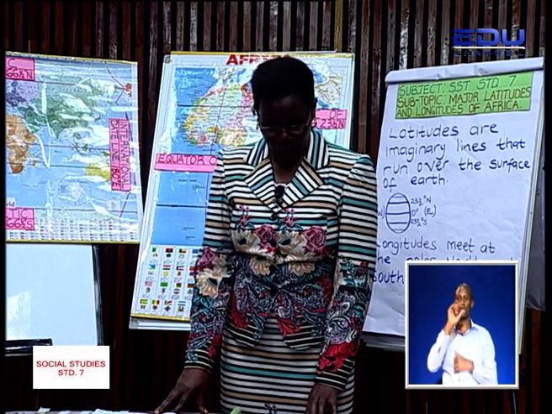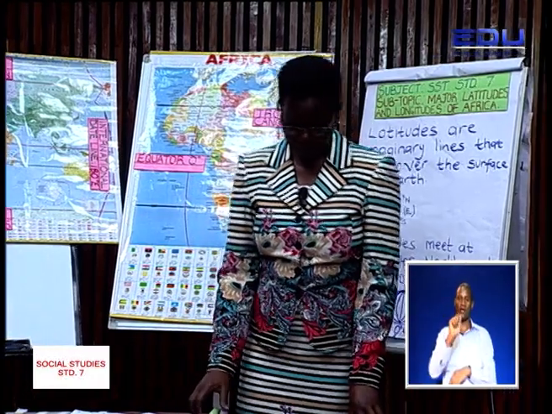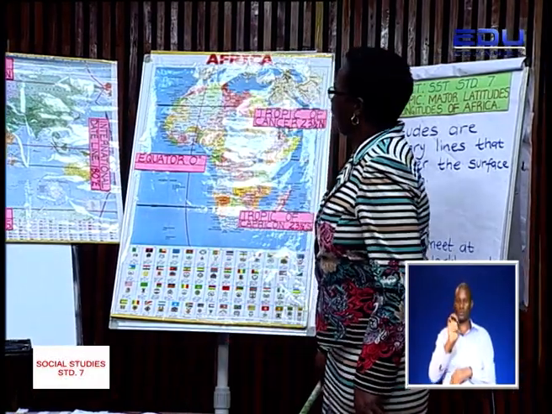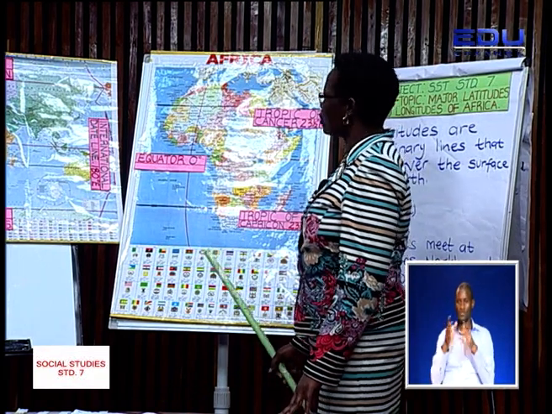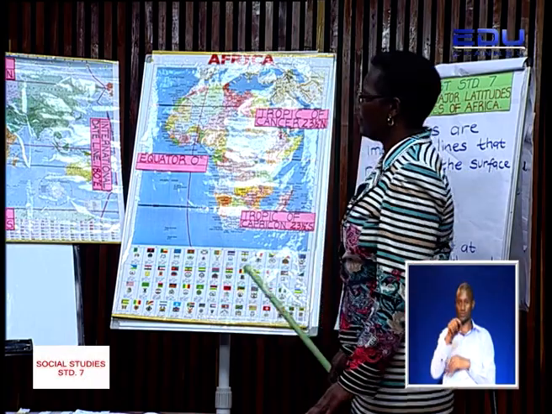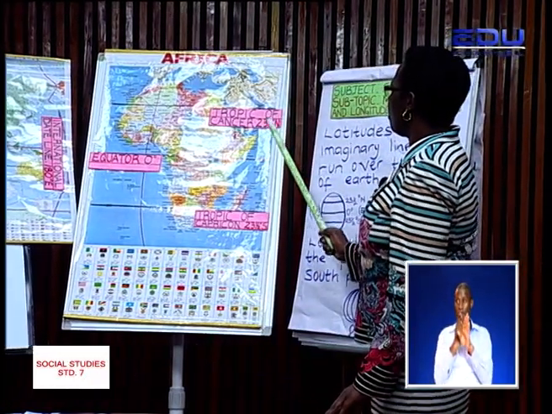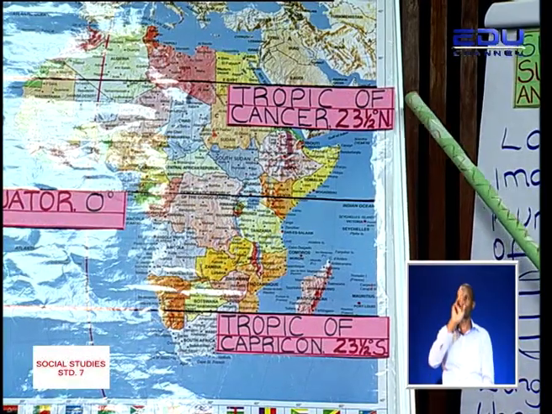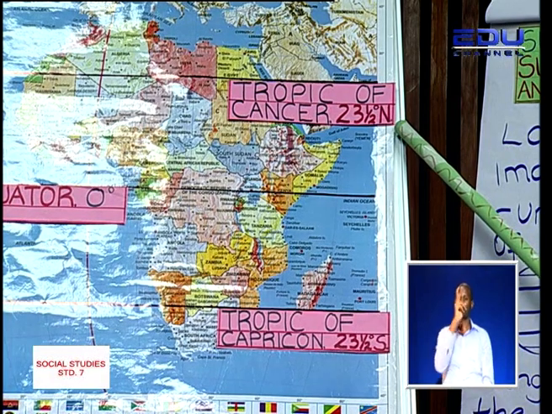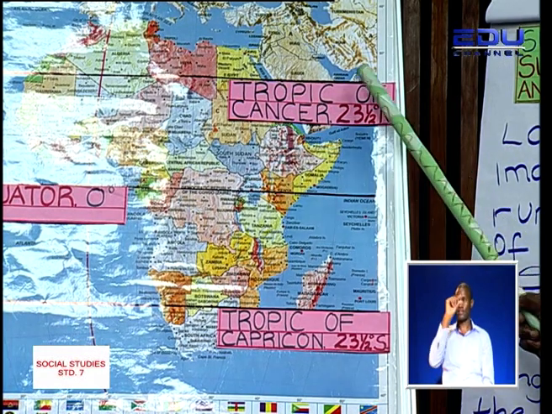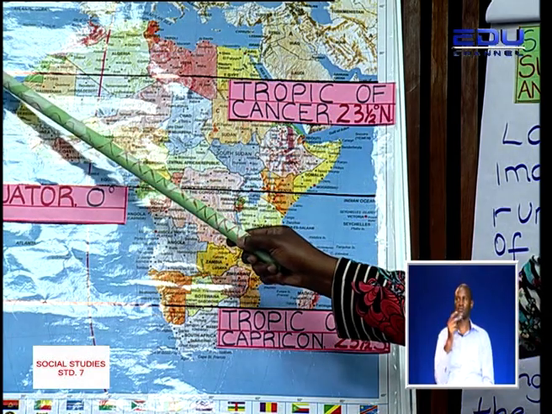Now let's go straight to the lines of latitudes. I'm now coming to our topic, the lines of latitude in Africa. We have three main lines of latitude. We have the Tropic of Cancer, which is 23.5 degrees north. This is the Tropic of Cancer. You are able to see it. It's an imaginary line.